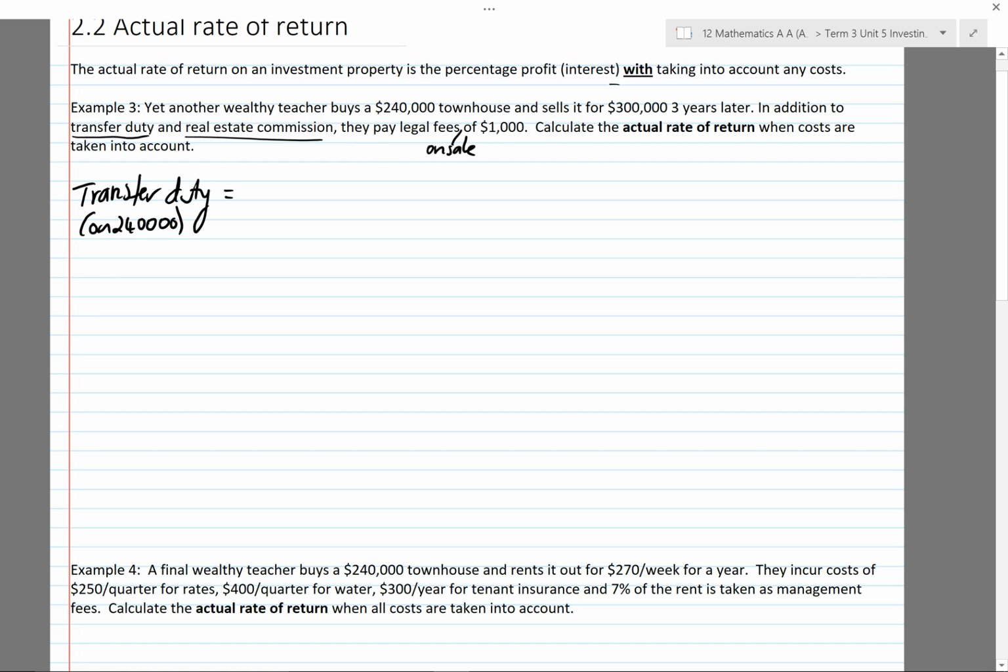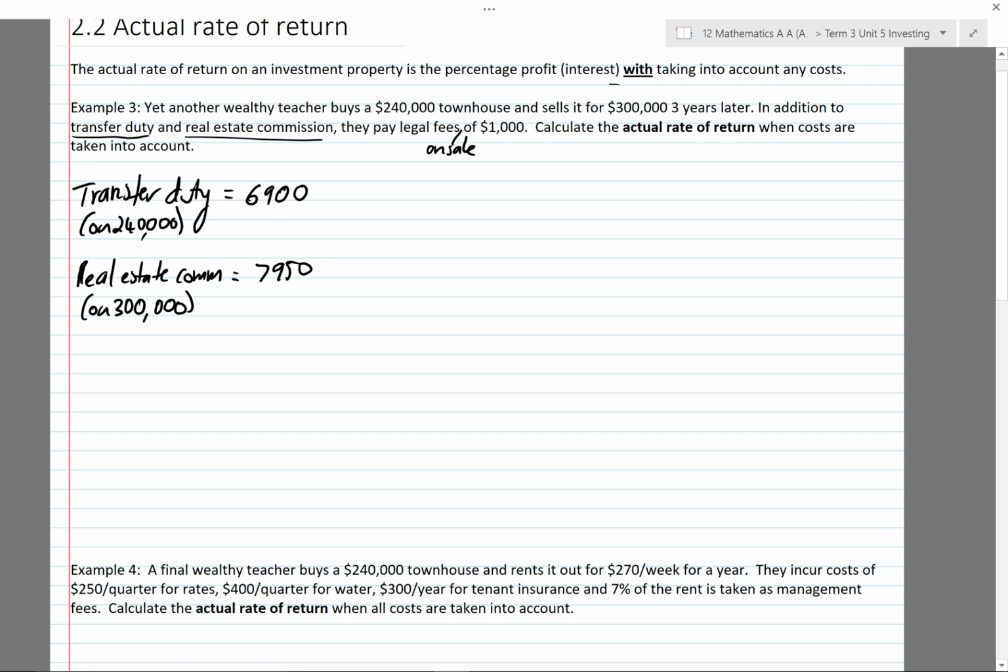Can't do this, watch the previous video, it's $6,900. I need to calculate the real estate commission. That's on the sale price of 300,000. And again, from the previous lesson, this is 7,950.